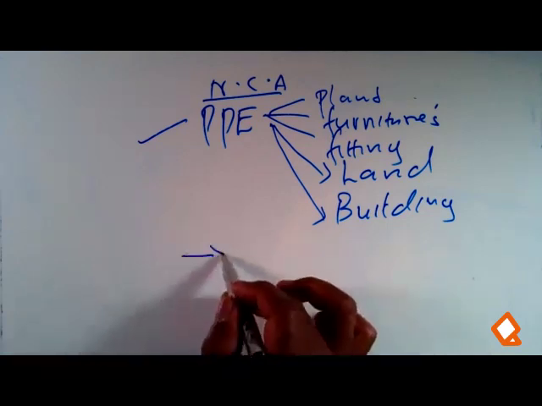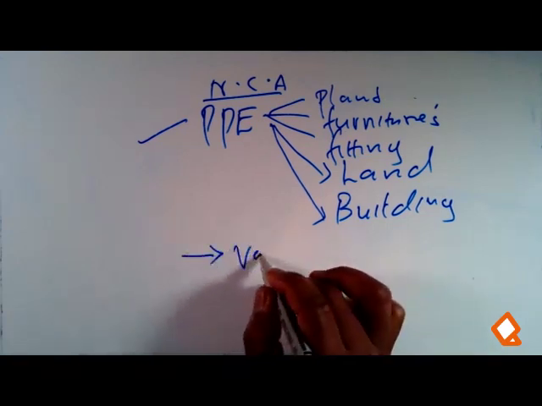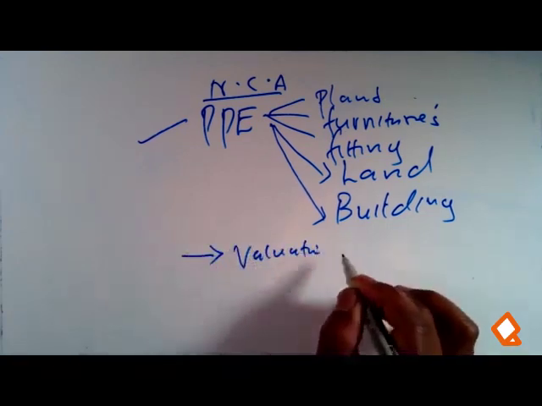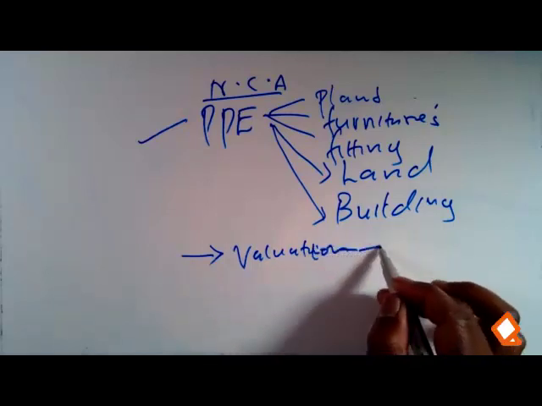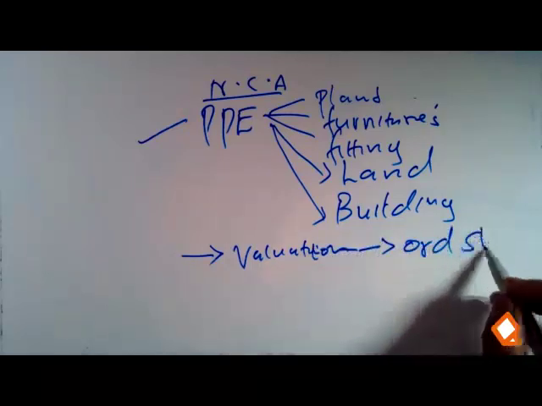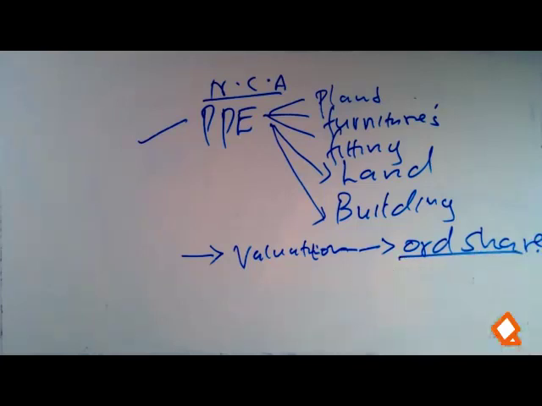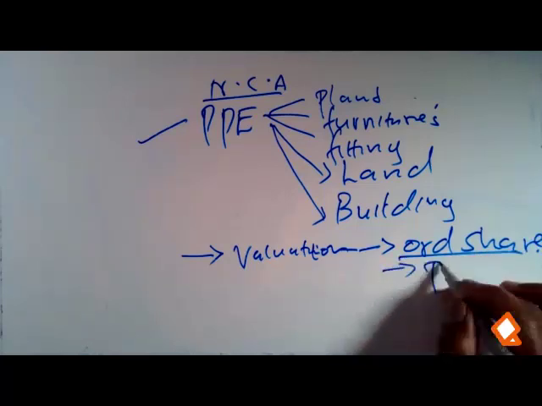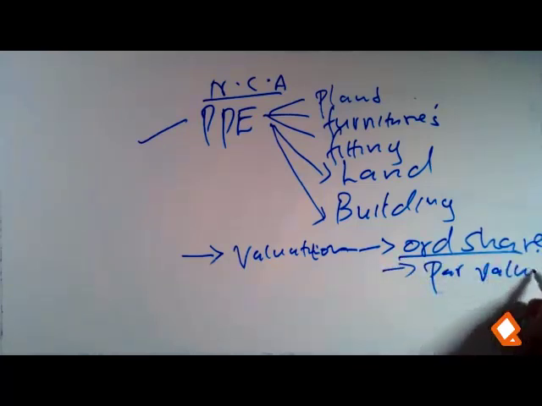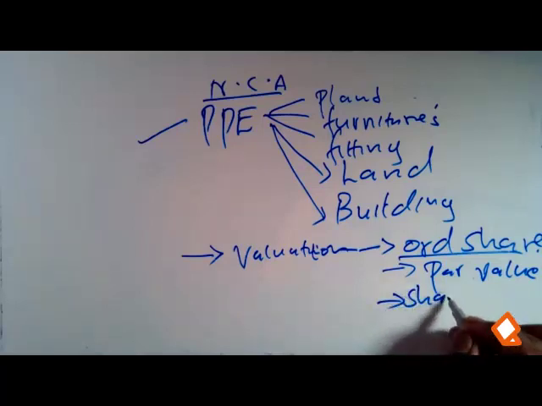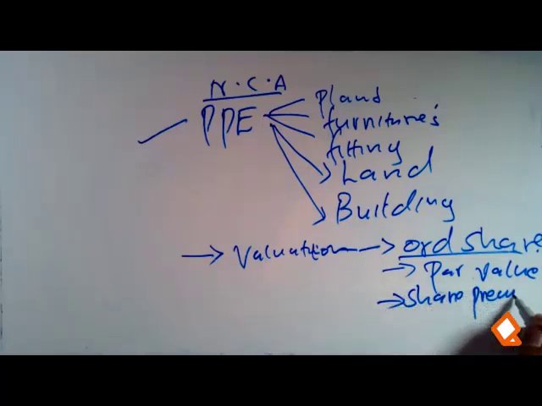Another thing you need to know is how to value the ordinary shares. Valuation of ordinary shares. How do we value ordinary shares? In this case, we have what we take at par value, and where do we take the share premium? Those are the two major areas you need to specialize in. Number one is how to account for PPE, and then the valuation of ordinary shares.